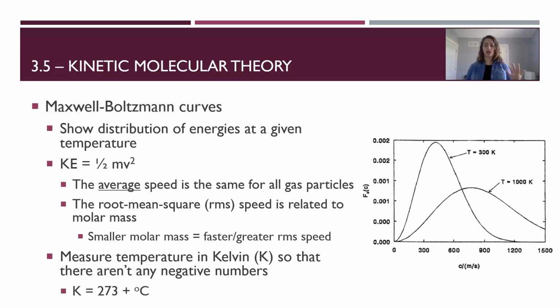And so when we look at a graph like this, what this tells us is the fraction of the particles that are moving at that speed for that temperature. So if we look at our curve here, we have a curve for 300 Kelvin, and we have a curve for 1000 Kelvin. So most of our particles are going to move about the same. However, some are going to move a little faster, some are going to move a little slower, but we look at the average energy, the average speed for all the gas particles.